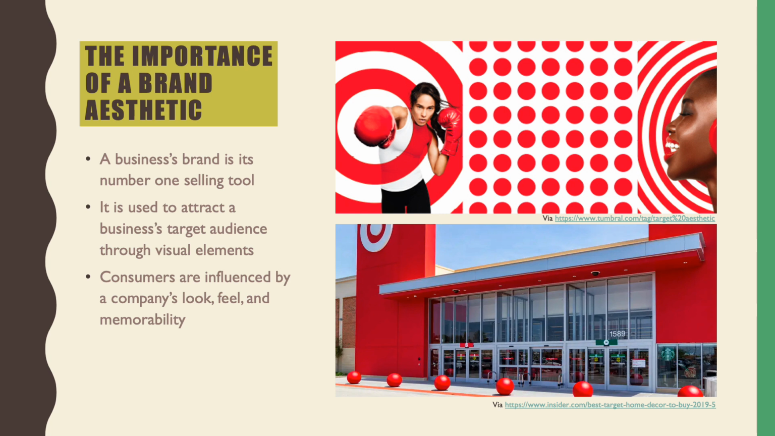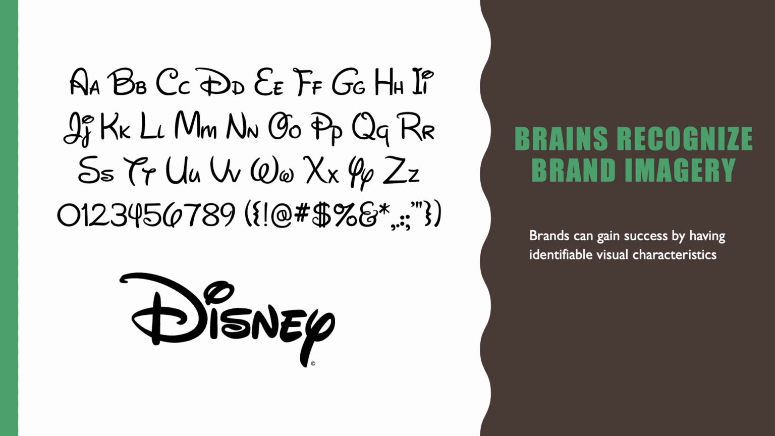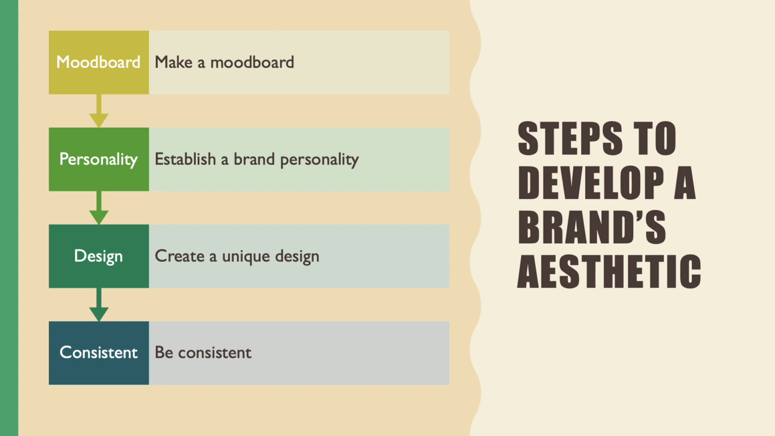Just by looking at the images on the right, you could probably identify that this is an ad by Target in the outside of a Target store, even without any textual evidence. Even a font can be associated with a business. When looking at this font, you will most likely associate it with the iconic Disney logo. Developing a brand aesthetic can be broken down into these steps: making a mood board, establishing a brand personality, creating a unique design, and being consistent.